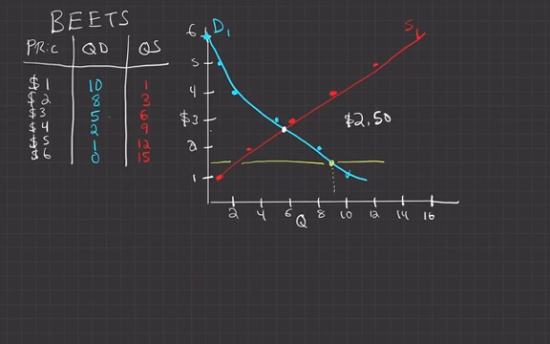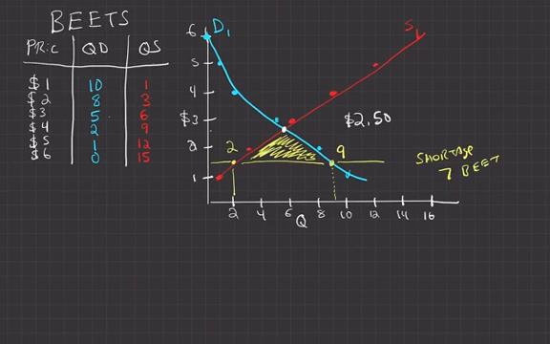It looks like 9 people would demand beets, but suppliers would only be willing to supply 2 beets at $1.50. So we'd have a shortage, right? There wouldn't be enough beets on the market. We'd have a shortage of 7 beets. And we would show that by shading in this area. This is where our shortage would be because our equilibrium price is at 250.